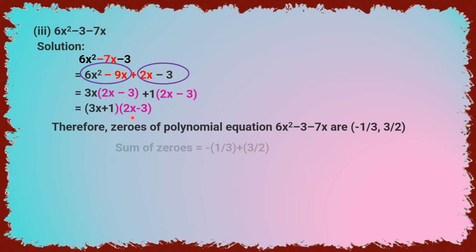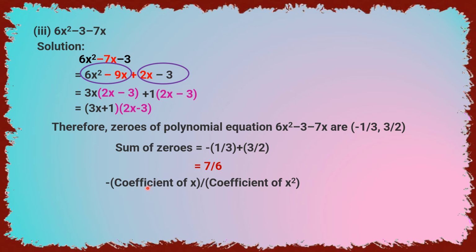Now let us add, sum of the zeros equal to, take LCM. LCM denominator will be 6. Then 2 into minus 1. Minus 2 plus 3 into 3, 9. So 7 by 6. 9 minus 2, that is 7 by 6. Next, let us verify the coefficient. Coefficient of x is minus 7. So minus b by a is minus of minus 7 by 6. That is 7 by 6.